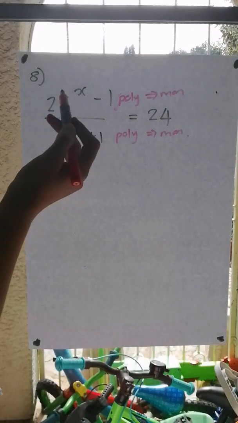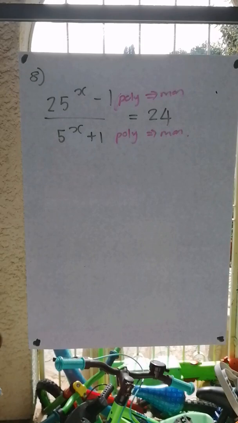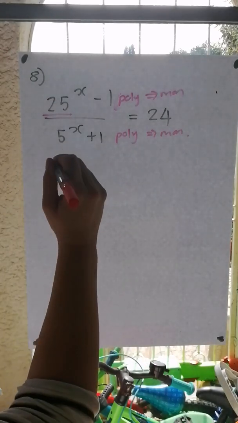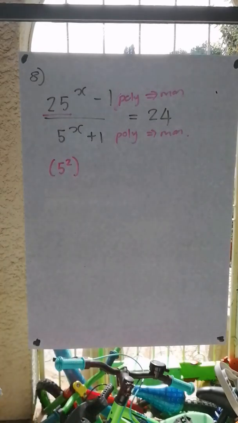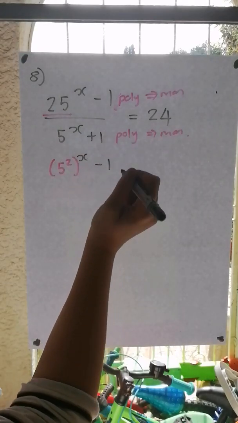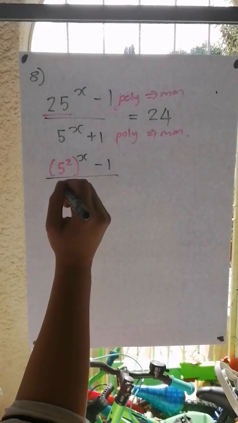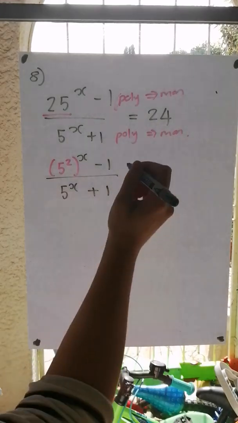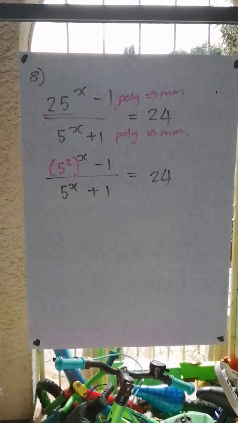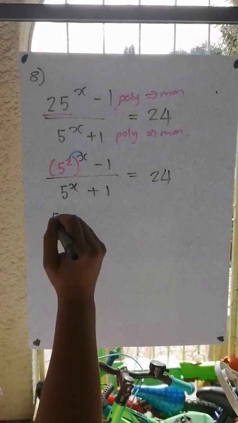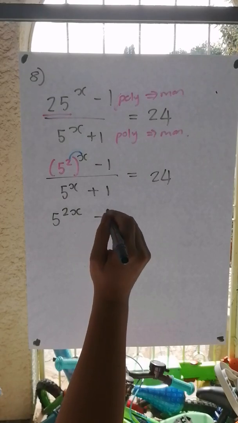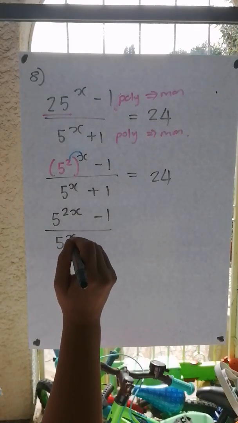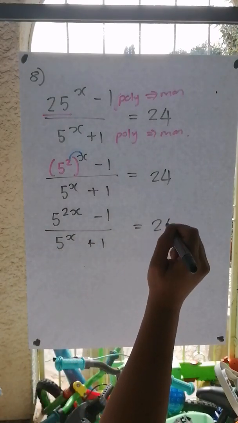So I'm going to rewrite this as a product of its prime numbers. This 25 can be written as 5 squared, to the power of x minus 1, all over 5 to the power of x plus 1, equals 24. Distribute this in, and I have 5 to the power of 2x minus 1 over 5 to the power of x plus 1 equals 24.